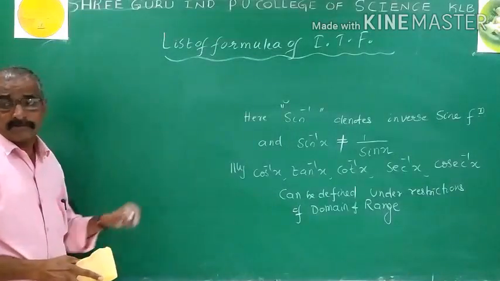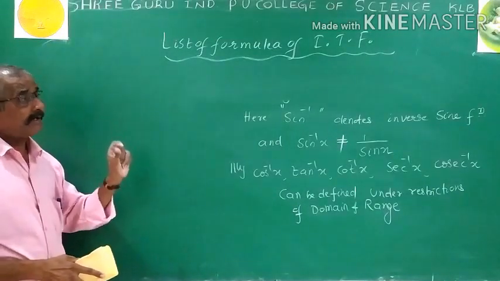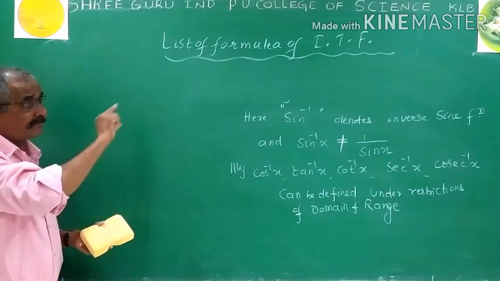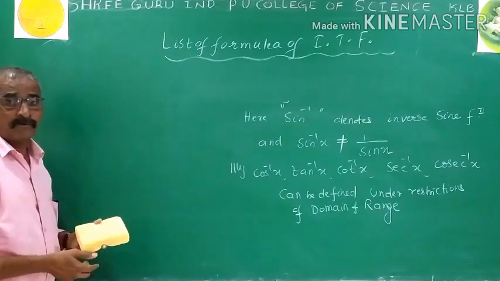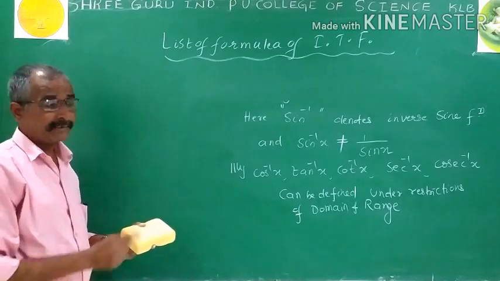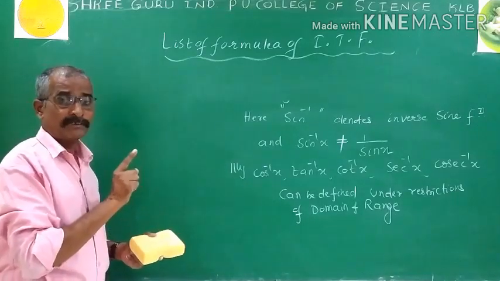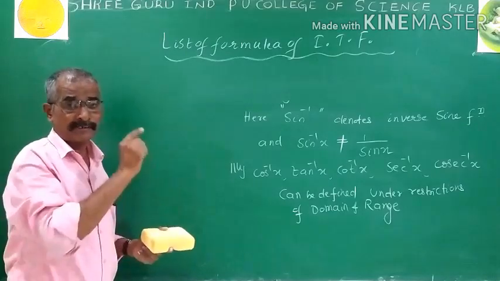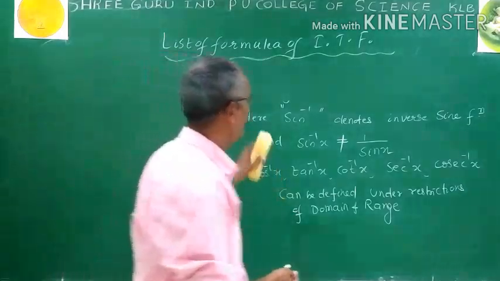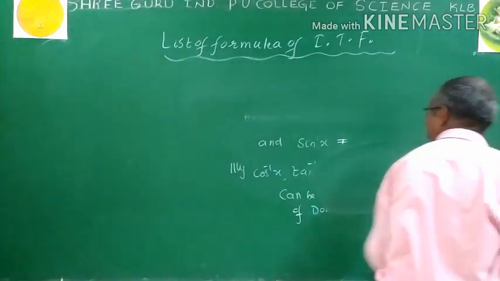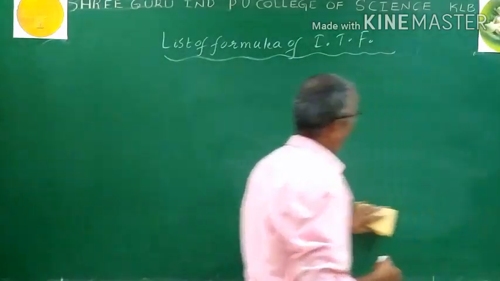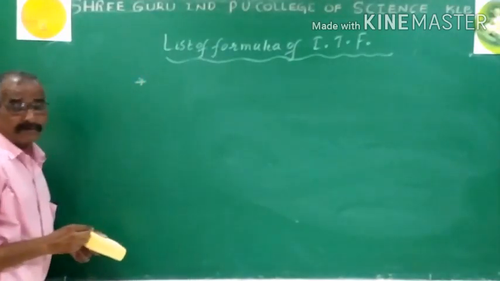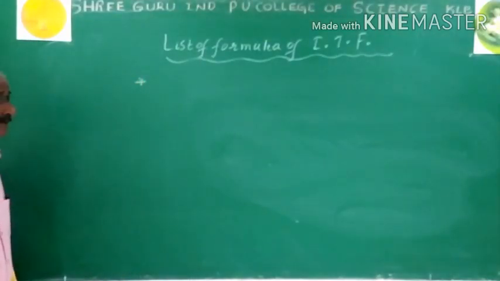And again, repeat, these formulas I am going to write are understood under the conditions of domain and range. That is not mentioned. What domain, what range, you can study in detail in that topic. Right now, only for the sake of calculus, we are defining. That can be studied in detail in the respective topic. So these are the various possible formulas of inverse trigonometrical functions.